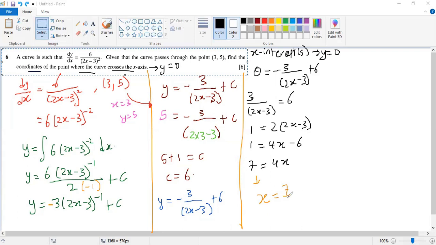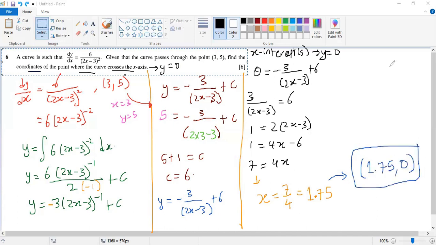So x is 7 over 4. I'm too lazy to write a fraction, so I just write it as a decimal because it is ending. So it's good to write that 1.75. And then one last thing, we need to find the corresponding y coordinate, which is not necessary. y is 0. We know that. So the answer is the coordinates (1.75, 0). Thank you.